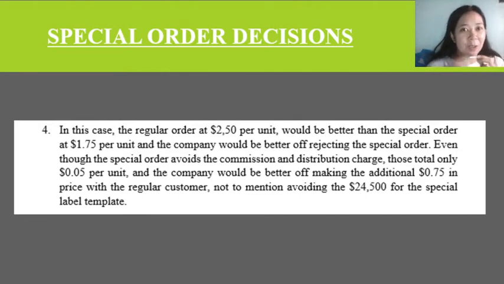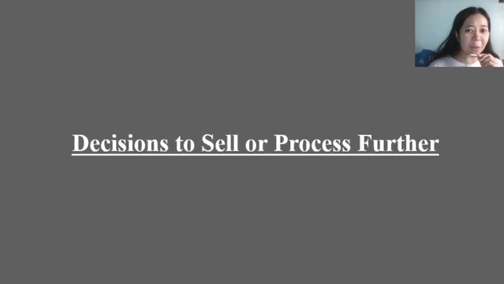So if you could notice, the decisions will actually change depending on the costs and revenues that are relevant in the alternatives. Okay, so that's for special order. So we go now to the last part. This is the decisions to sell or process further.